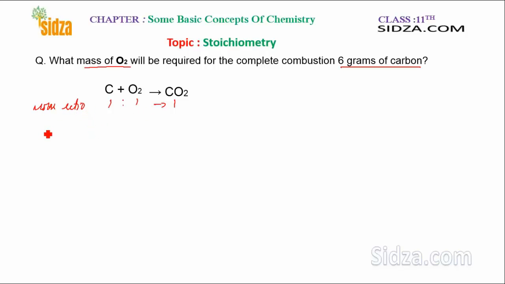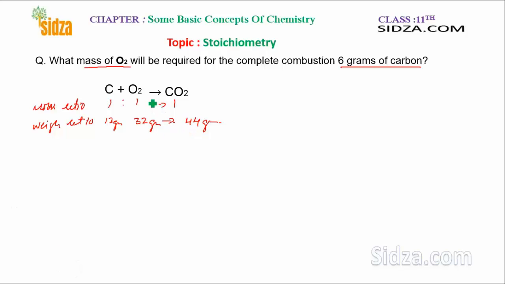And what will be the weight ratio for the equation? The weight ratio here is: 1 mole of carbon means how many grams? It is 12 grams because that is the molar mass of carbon. And 1 mole of oxygen is how many grams? It is 32 grams. So 1 mole of O2 is actually 32 grams. And you get 1 mole of carbon dioxide, and the molar mass of carbon dioxide is 44 grams, right? So over here we find that 12 grams of carbon react with 32 grams of oxygen and they produce 44 grams of carbon dioxide.